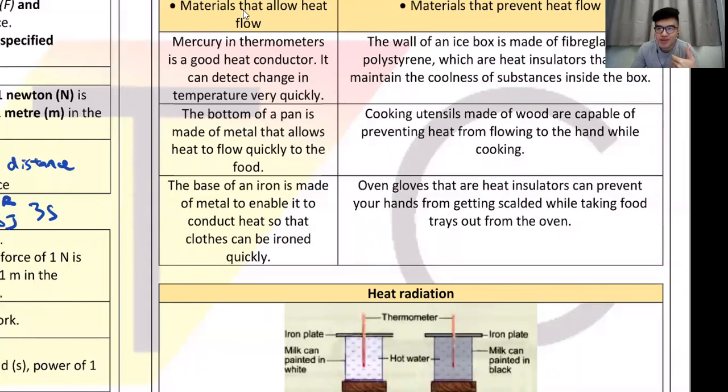Is there something like that? No, there's no darkness coming in. There's only light going out. So there's no coolness. It's hot heat coming in. All right. So cooking utensils made of wood are capable of preventing heat from flowing to the hand.